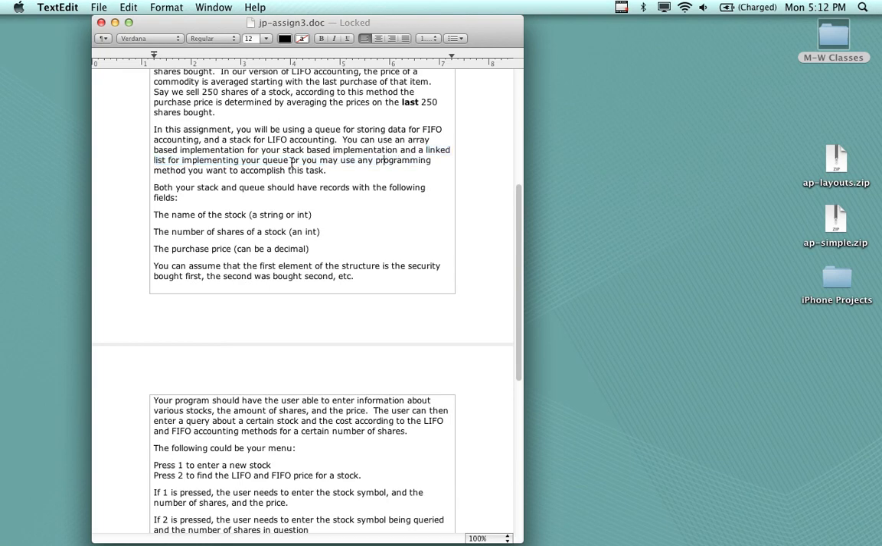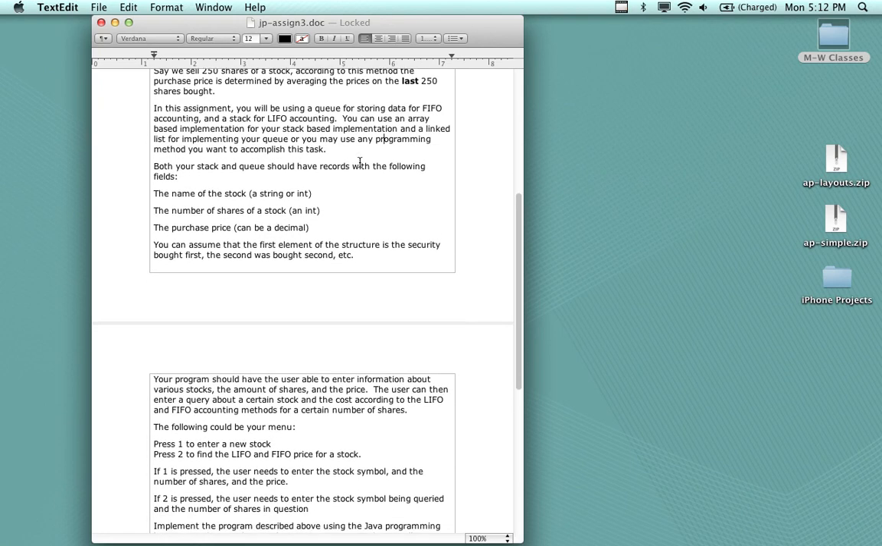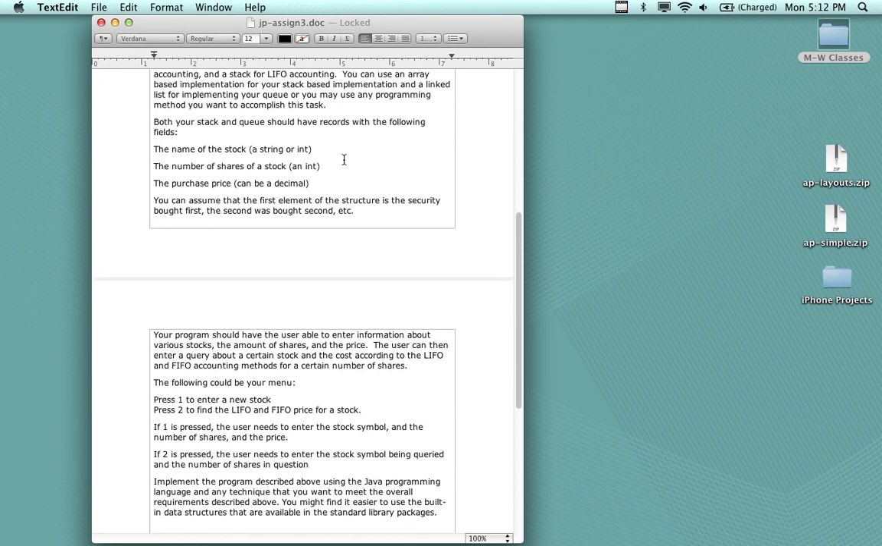So to implement, you could use a linked list for implementing your queue, and then use some other programming method to accomplish that task or the other task. You can do them both differently. You can do them both the same. Both the stack and the queue must hold records with the following fields: the name of the stock, the number of shares for each one of the stocks. So you have multiple fields here.